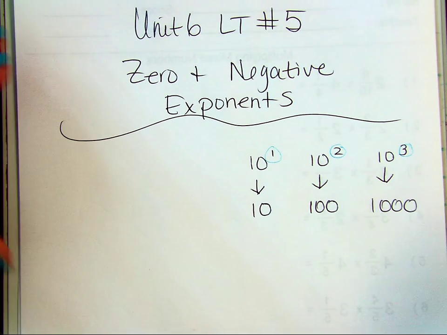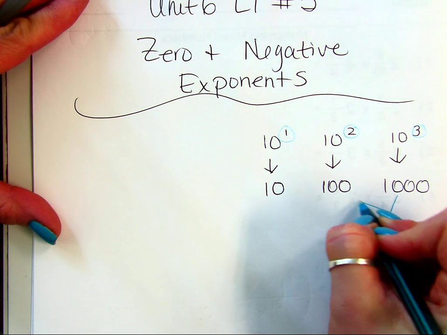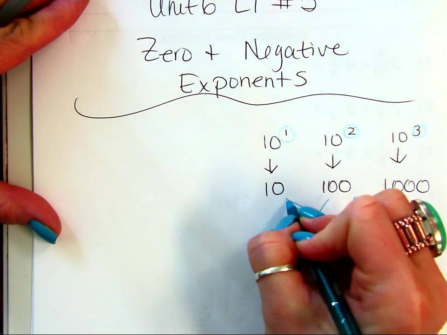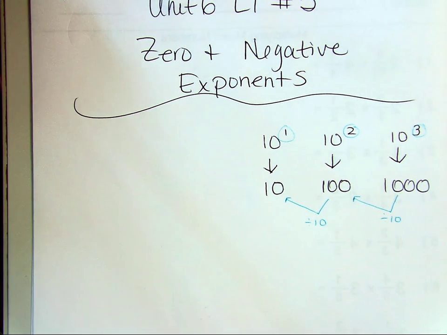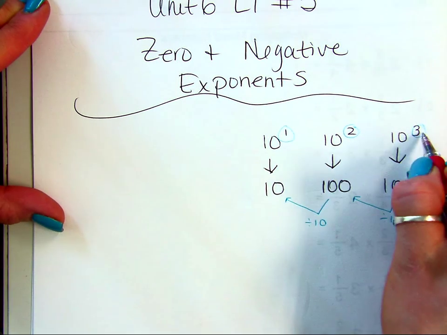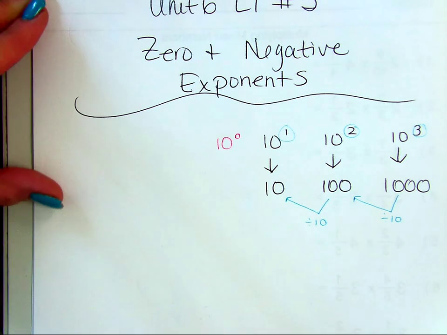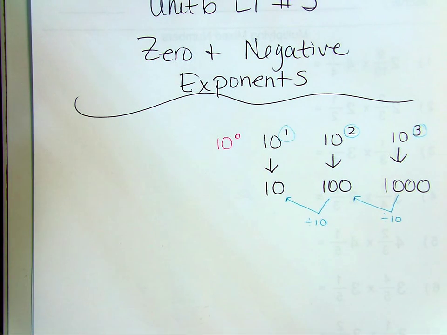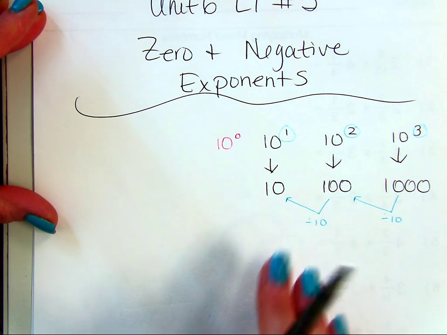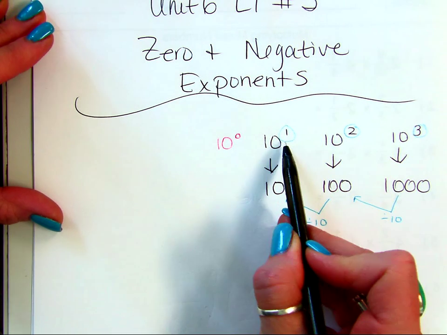Okay? So keeping that in mind, let's look at this pattern. To get from 1,000 to 100, didn't I just divide by 10? To get from 100 to 10, I just divided by 10, right? So for every exponent that this goes down, 3, 2, 1, what's next? 10 to the 0 power. And do what the directions say to do. Okay? Except that doesn't work for this one here.